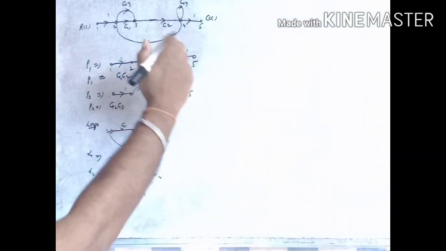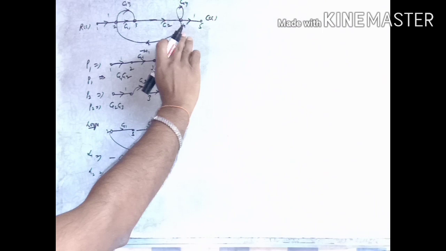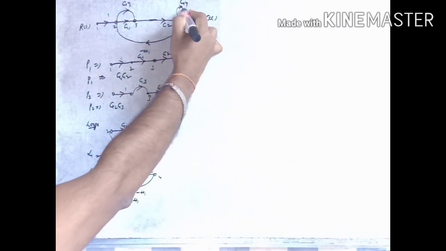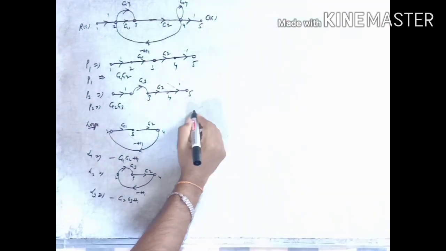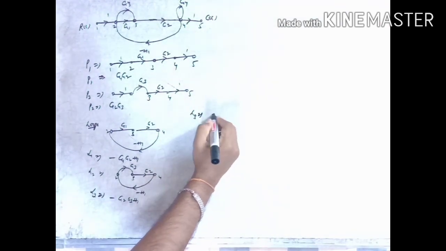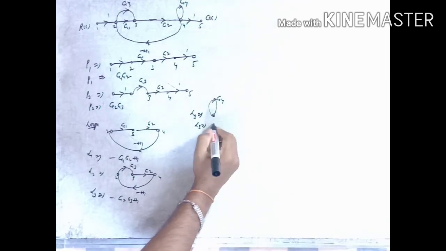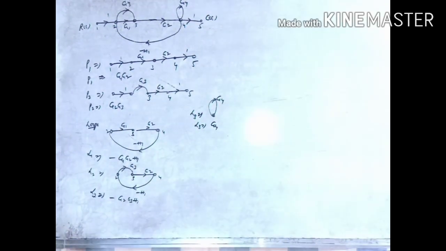Similar to this, again check if any other individual loop is possible or not. So here this is starting at one point and ending at the same point. So L3 equals to, this is one more individual loop. Gain equals to G4 only.